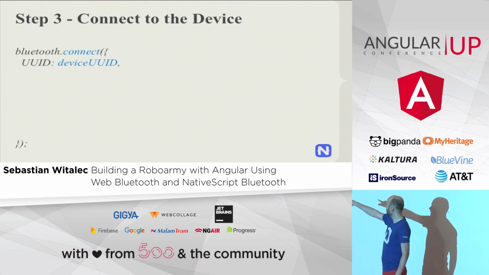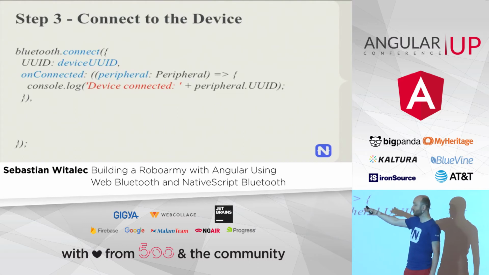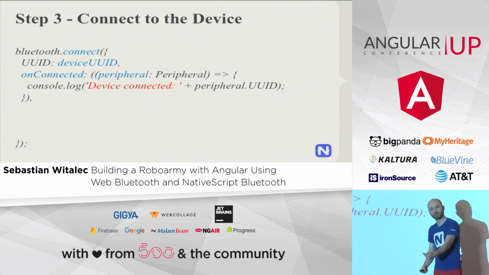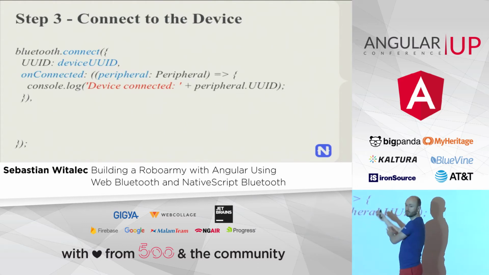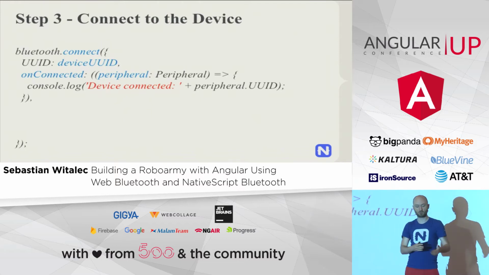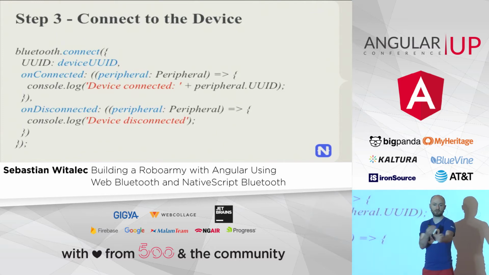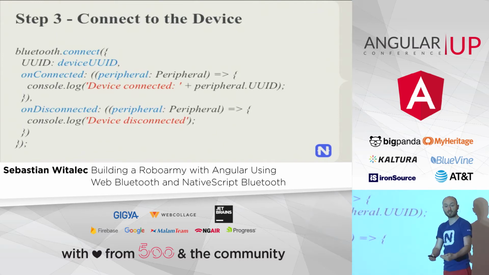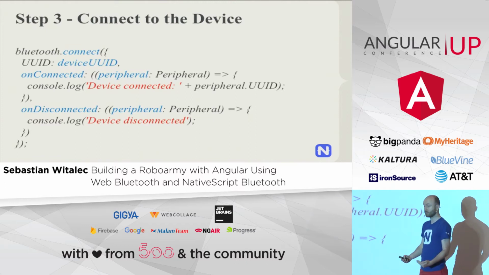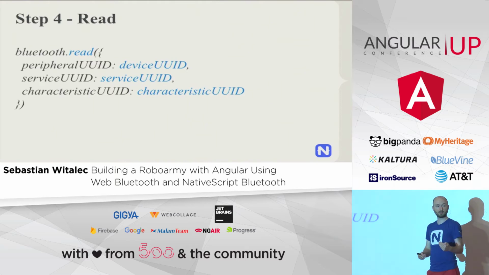Then we pass in the UUID of the device that the user selected, and we have an onConnected callback. As soon as the device gets connected, this gets called. So then you would know whether to navigate to another page or what to do. And then we have onDisconnected. If a device gets disconnected, you can handle it as well and do something in the UI about it. Once we're connected, we can read the data.